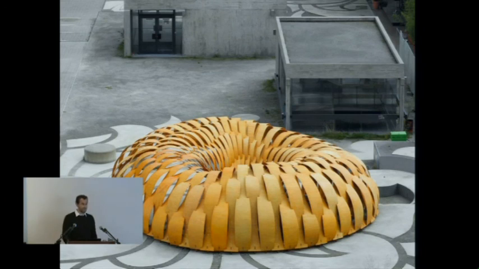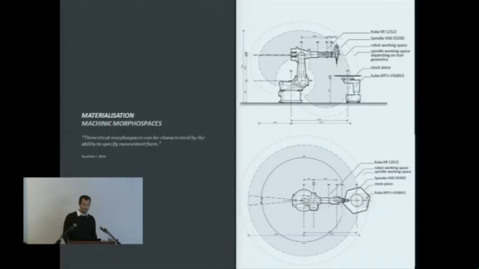So in addition to the investigations of the design potential inherent in materiality, we are also quite interested in further exploring the possibilities of materialization, which in architecture we usually call production and fabrication, which leads us to the next chapter.